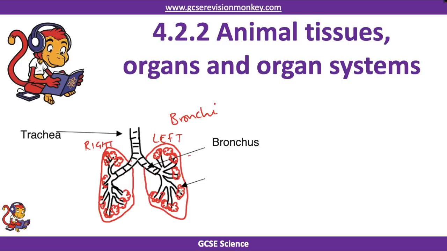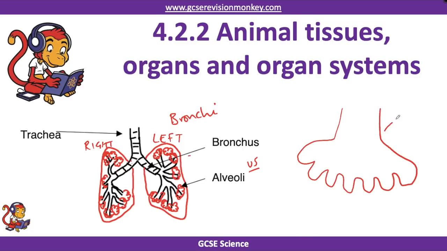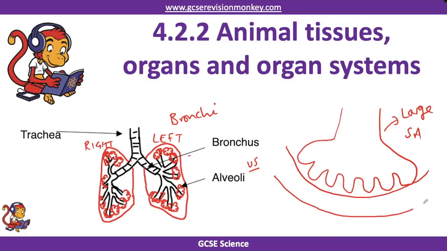But the other key thing we need to know about is the alveoli, okay? So the alveoli is plural. You might see the word alveolus, which is one singular alveoli. So the alveoli are the air sacs at the end of the lungs where gas exchange takes place. Again, the key thing is that they're shaped to provide a large surface area, which I'll abbreviate to SA, for gas exchange. You need to know that there is a close network of capillaries around the alveoli so that gas exchange can take place.